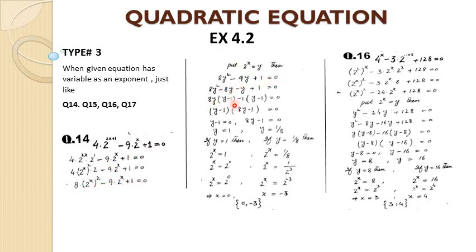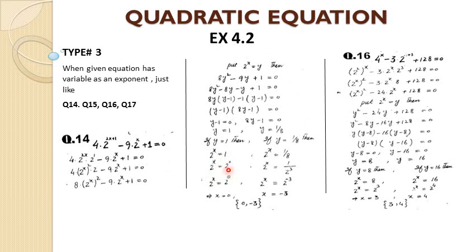Then making factors, you know very well how we can make the factors. Then we have the value of y is equal to 1 and y is equal to 1 upon 8. It means that 2 raised to the power x is equal to 1 and 2 raised to the power x is equal to 1 upon 8. Now I have to balance this because the bases are the same. Whenever we have an equal sign and the bases are the same, the powers should be equal with each other.